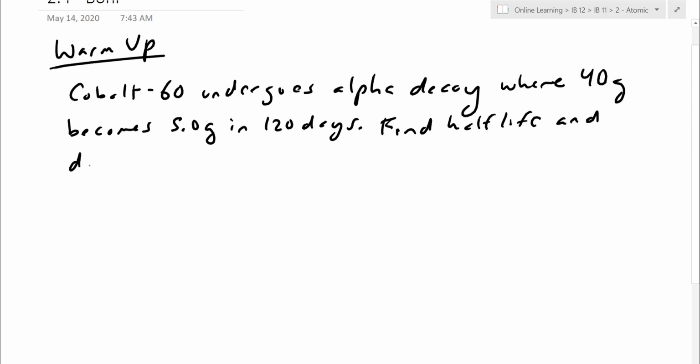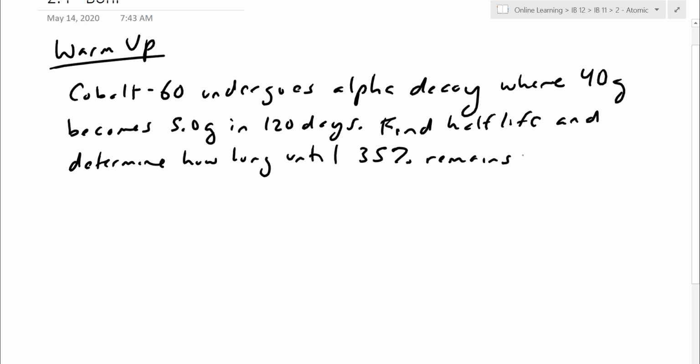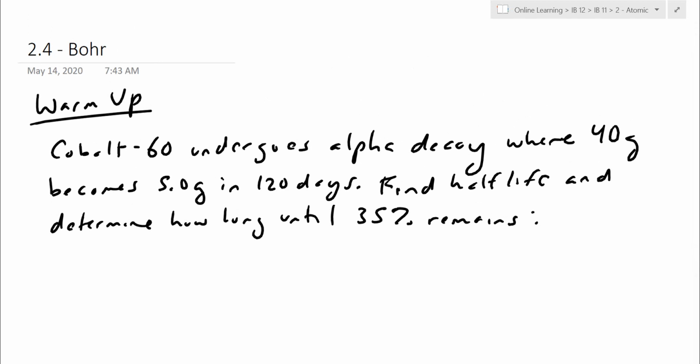the half-life based on my numbers here, and determine how long until, let's just make up a number here, 35% remains. All right. So let's just see if we can take apart the formula here.